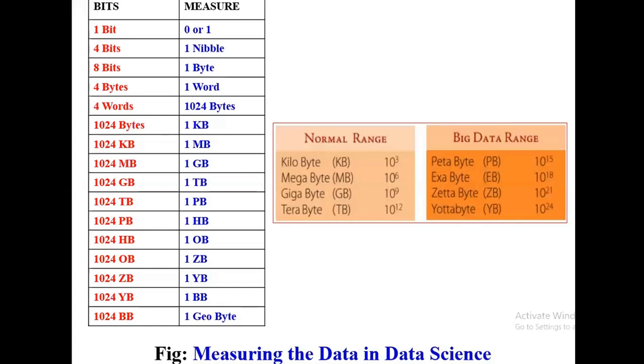If you compare the normal range and the big data range, kilobyte is 10 power 3, gigabyte is 10 power 9, and terabyte is 10 power 12. Then in the big data range, 10 power 15 is called 1 petabyte, 10 power 18 exabyte, 10 power 21 zettabyte, 10 power 24 yottabyte, 10 power 27 1 brontobyte, and 10 power 30 1 geobyte. That is the maximum measurement of the mathematics range.